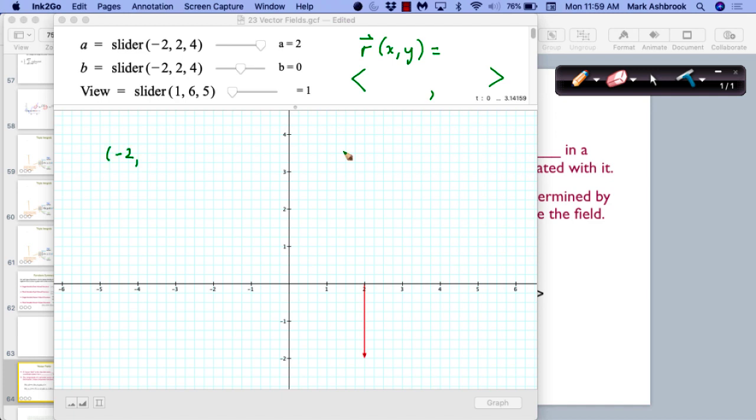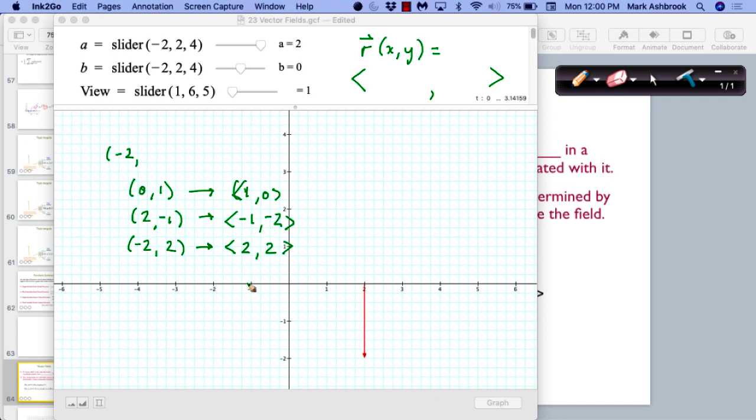Jorge, what were your lists for your locations and vectors? So my points were 0, 1. 0, 1, and what vector did you get for that? 1, 0. And then 2, negative 1, which gives negative 1, negative 2. And then negative 2, 2, and then this one I might have got wrong, but I got negative 2, 2 again. People are saying it's 2, 2. Okay, and what's the last one? 2, 0.